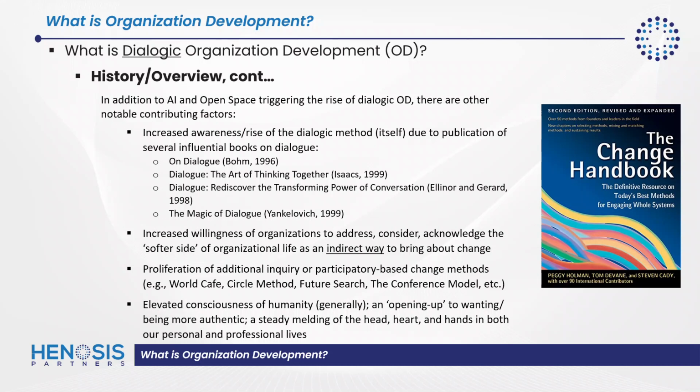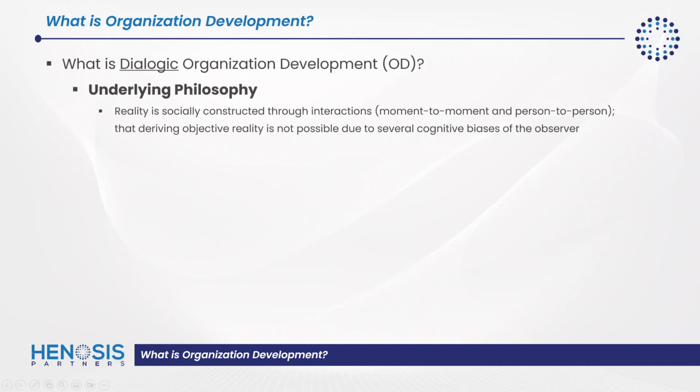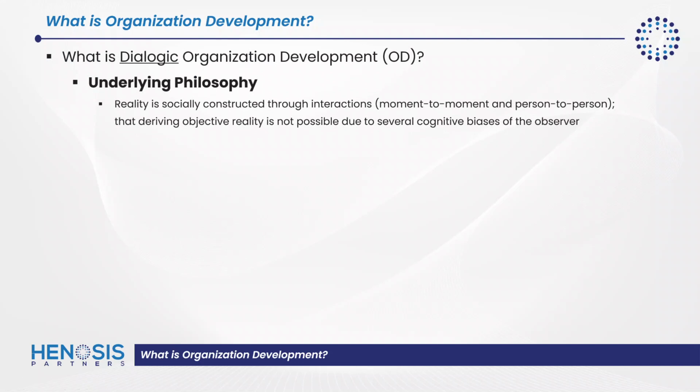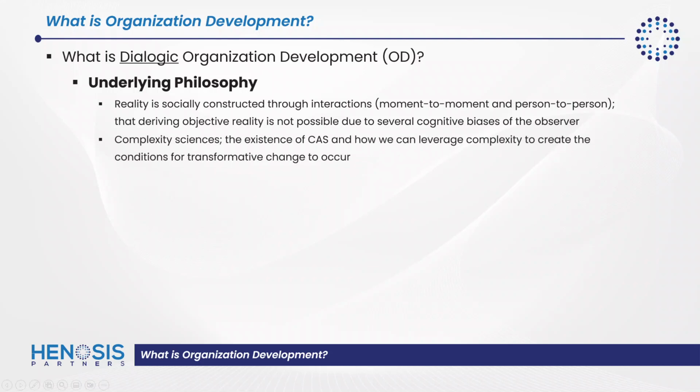A steady melding of the head, heart, and hands in both our personal and professional lives. Now, some of the underlying philosophy that has shaped and informed dialogic OD is the belief that reality is socially constructed through interactions, moment to moment and person to person, that deriving objective reality is not possible due to several cognitive biases of the observer. Another underlying philosophy of dialogic OD is the complexity sciences, the existence of complex adaptive systems, and how we can leverage complexity to create the conditions for transformative change to occur.